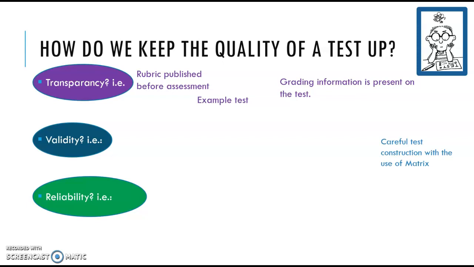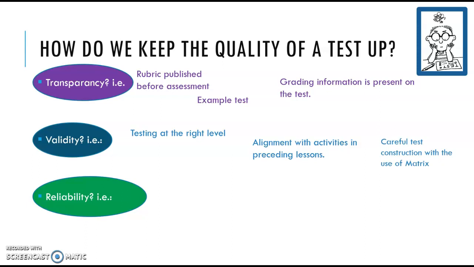It could be that you give an example test. So if you show how this was done before, it can help. It makes it very transparent. Testing at the right level ups the validity. And you need to make sure that whatever you're testing is aligned with the activities that you've actually done with them in the preceding lessons.